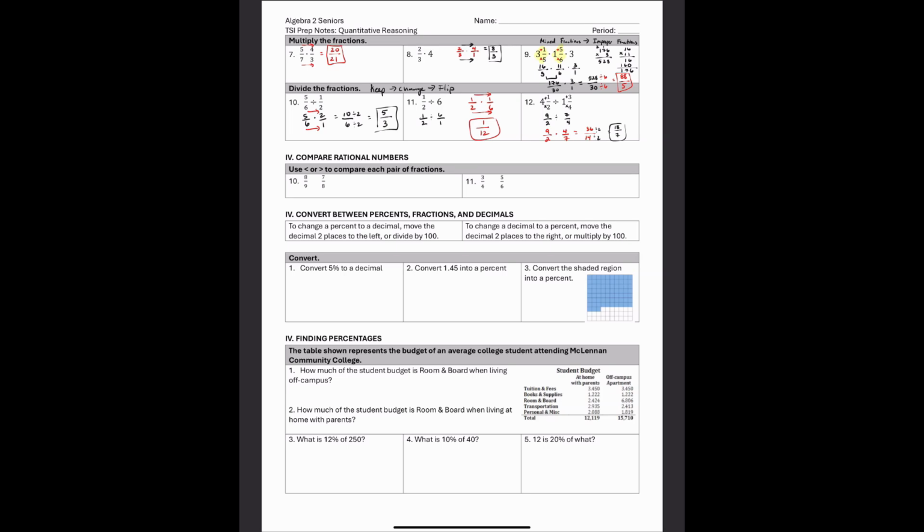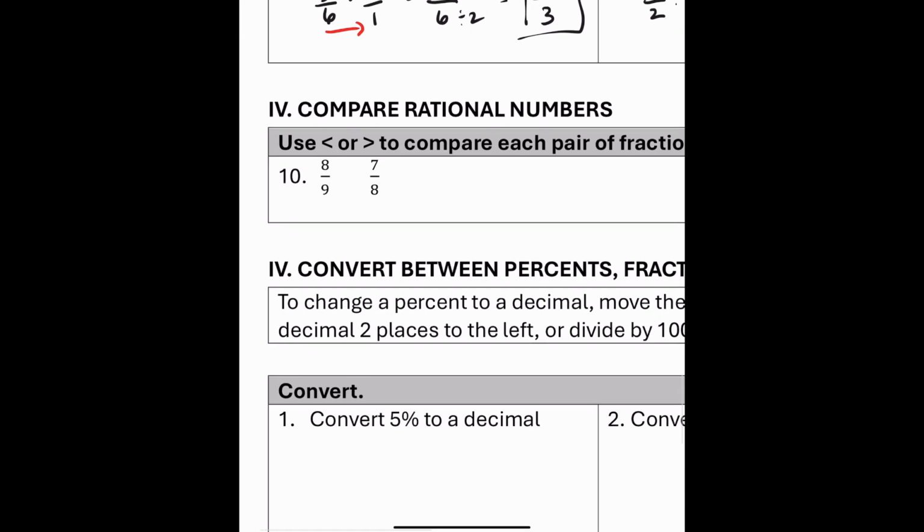We're going to be looking at part 4 where we're comparing rational numbers. Rational numbers are basically fractions. So for numbers 10 and 11, we're asked to use the less than or greater than symbol to compare each pair of fractions. So here's number 10, right? We have 8 over 9 and 7 over 8. Is 8 over 9 greater than or less than 7 over 8? And how do we figure this out?